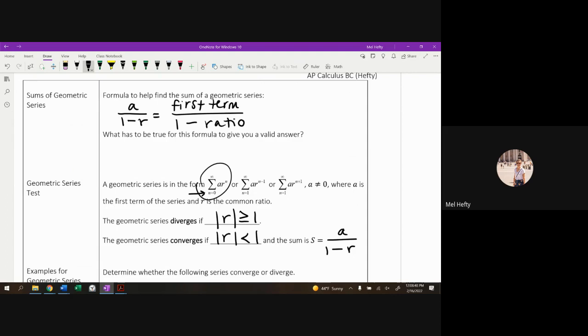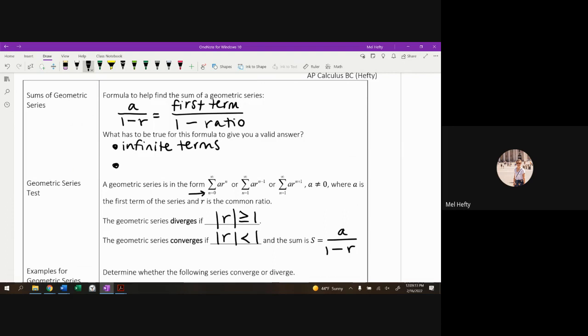All right, things that have to be true for this to give me an answer. I do need a number of infinite terms. So I couldn't have like at the top of that sigma notation, I couldn't have like 5. I can't add up the first 5 terms this way. I couldn't use this to find the sum of those partial sums I was doing. So this has to be for the infinite terms.